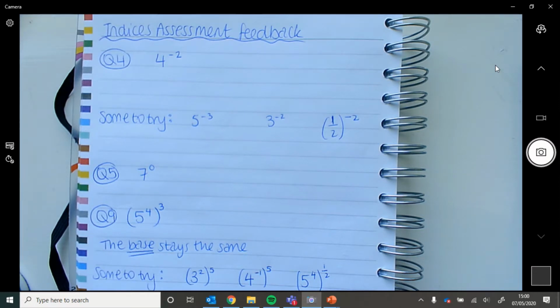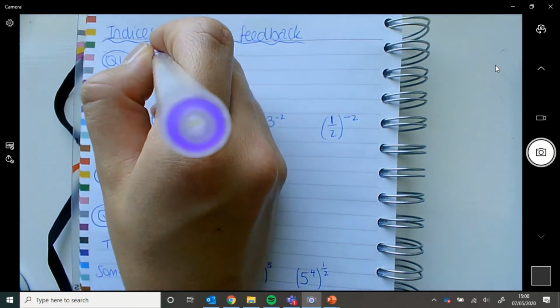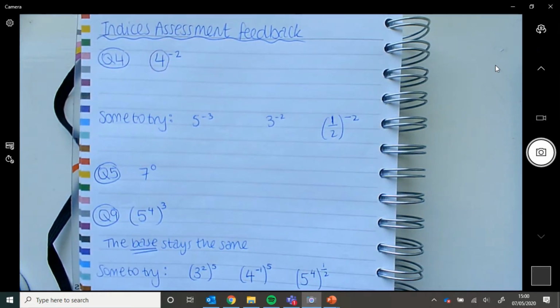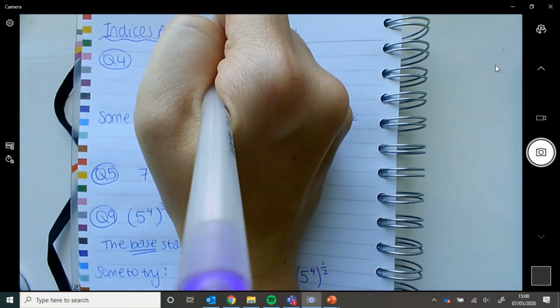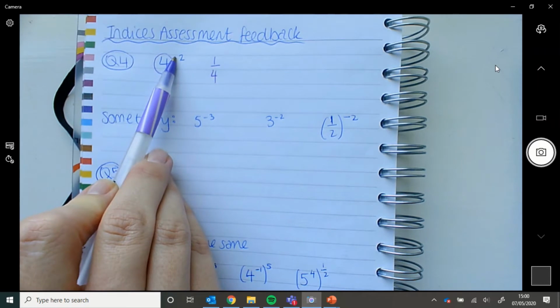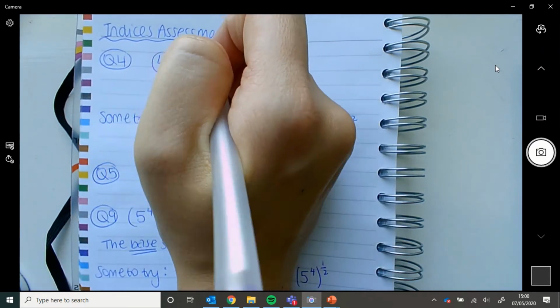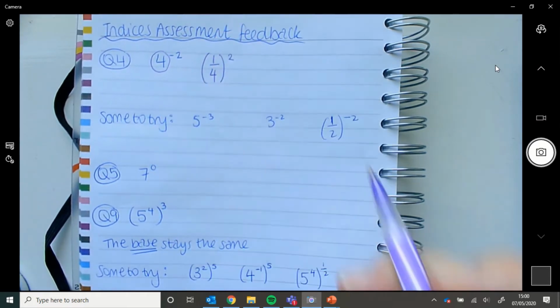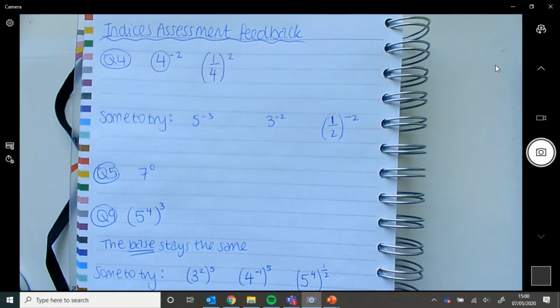Question 4 has 4 to the power of -2. I know that a negative power means find the reciprocal. So I need to find the reciprocal of whatever the base is. Finding the reciprocal of 4 gives me a quarter. Okay, so I've used that negative part of the power, so that power needs to disappear now, but I still have the power of 2 on the top that I had originally.